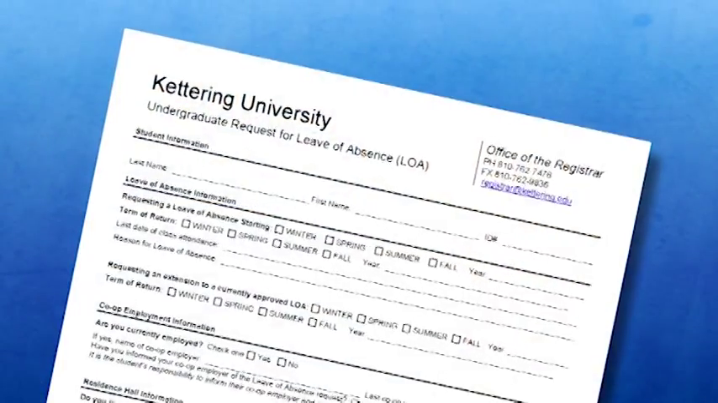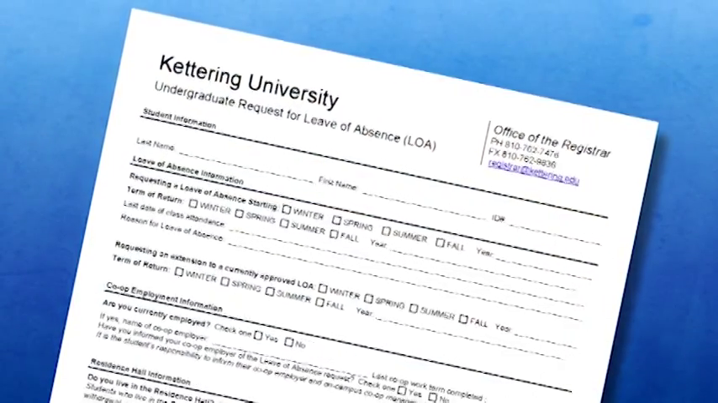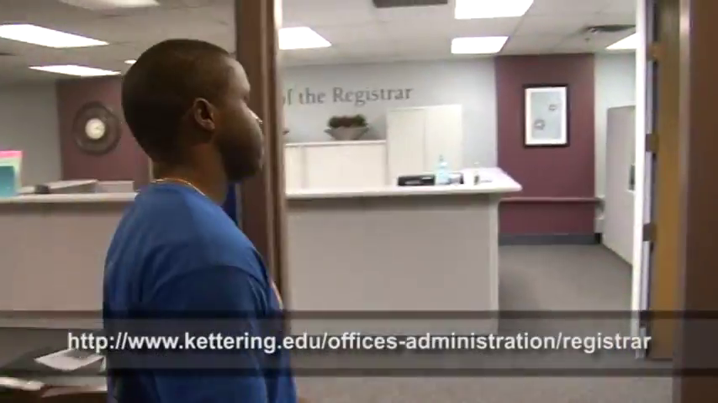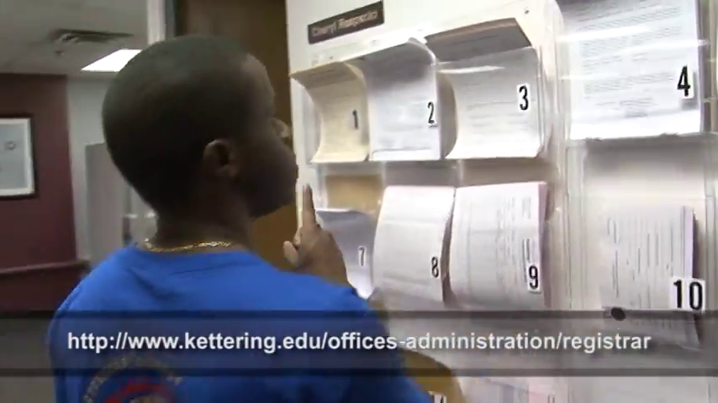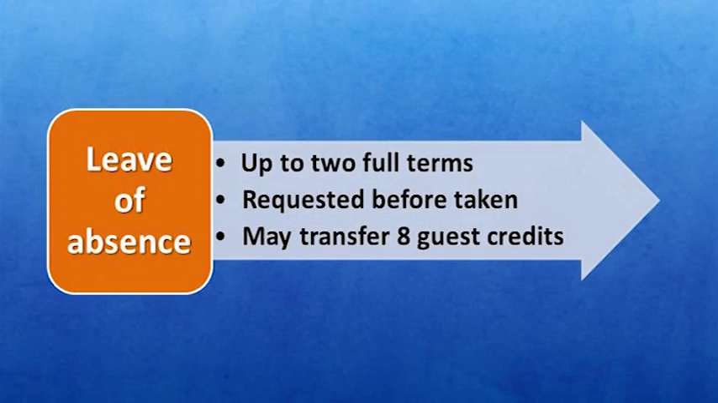Circumstances might arise where you need to take a longer break from study. In that case, you will have to complete a leave of absence form. The form is available in the registrar's office and online. A leave of absence can be taken for up to 2 terms. However, it has to be requested prior to taking the leave. In other words, if you're already in classes, you will have to request a withdrawal from that term and take a leave of absence for the following term. During the leave, you're still considered a catering student, and at that time, you can take several courses at another institution and transfer up to 8 guest credits back.